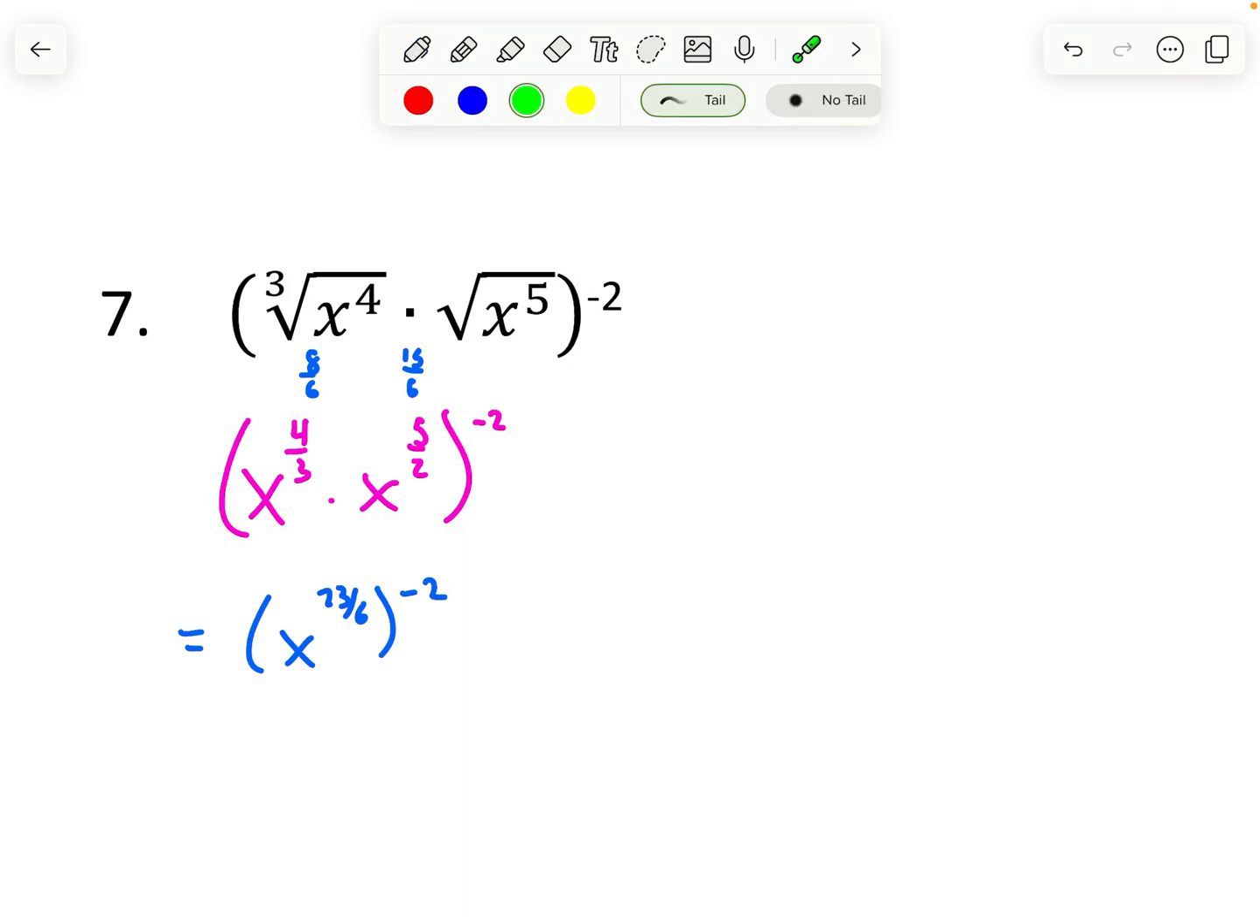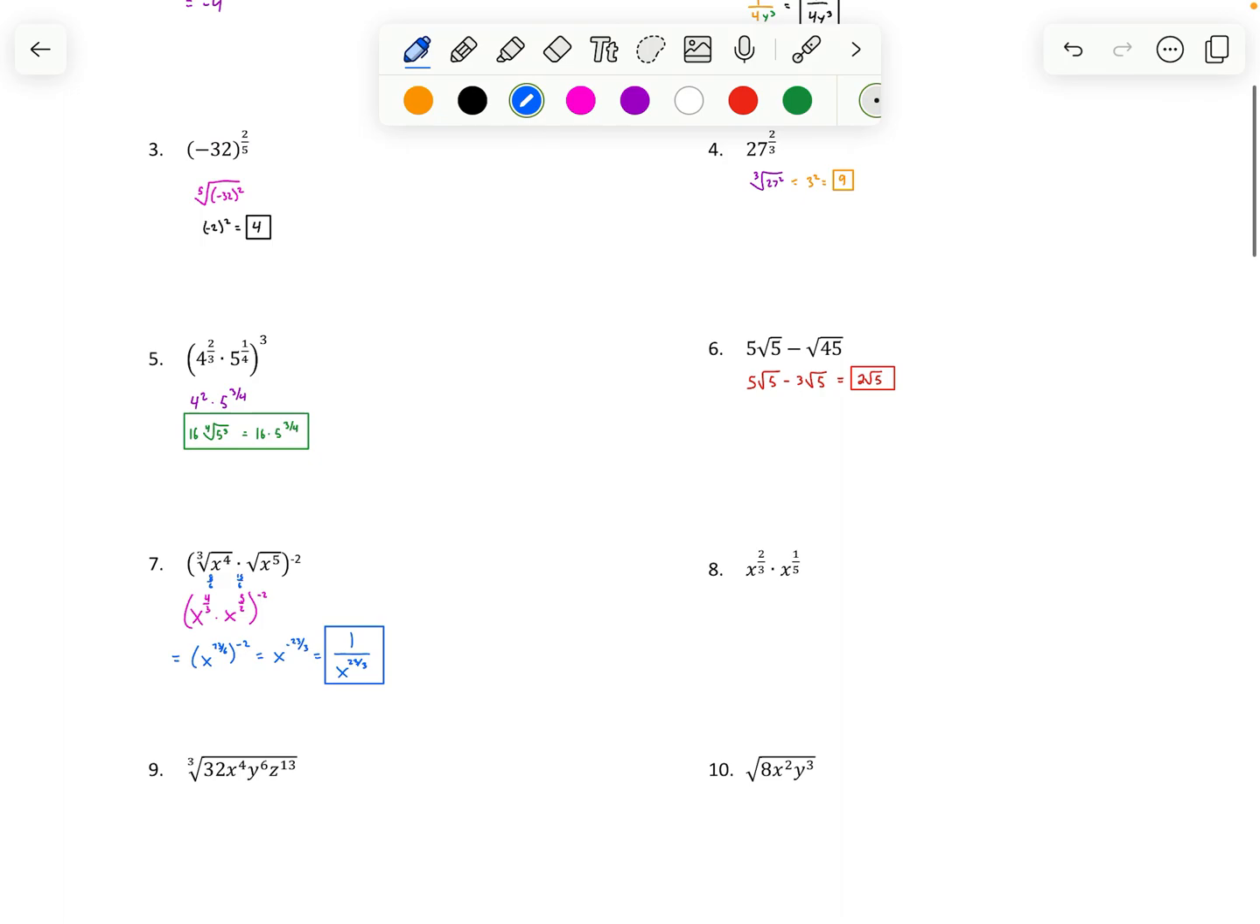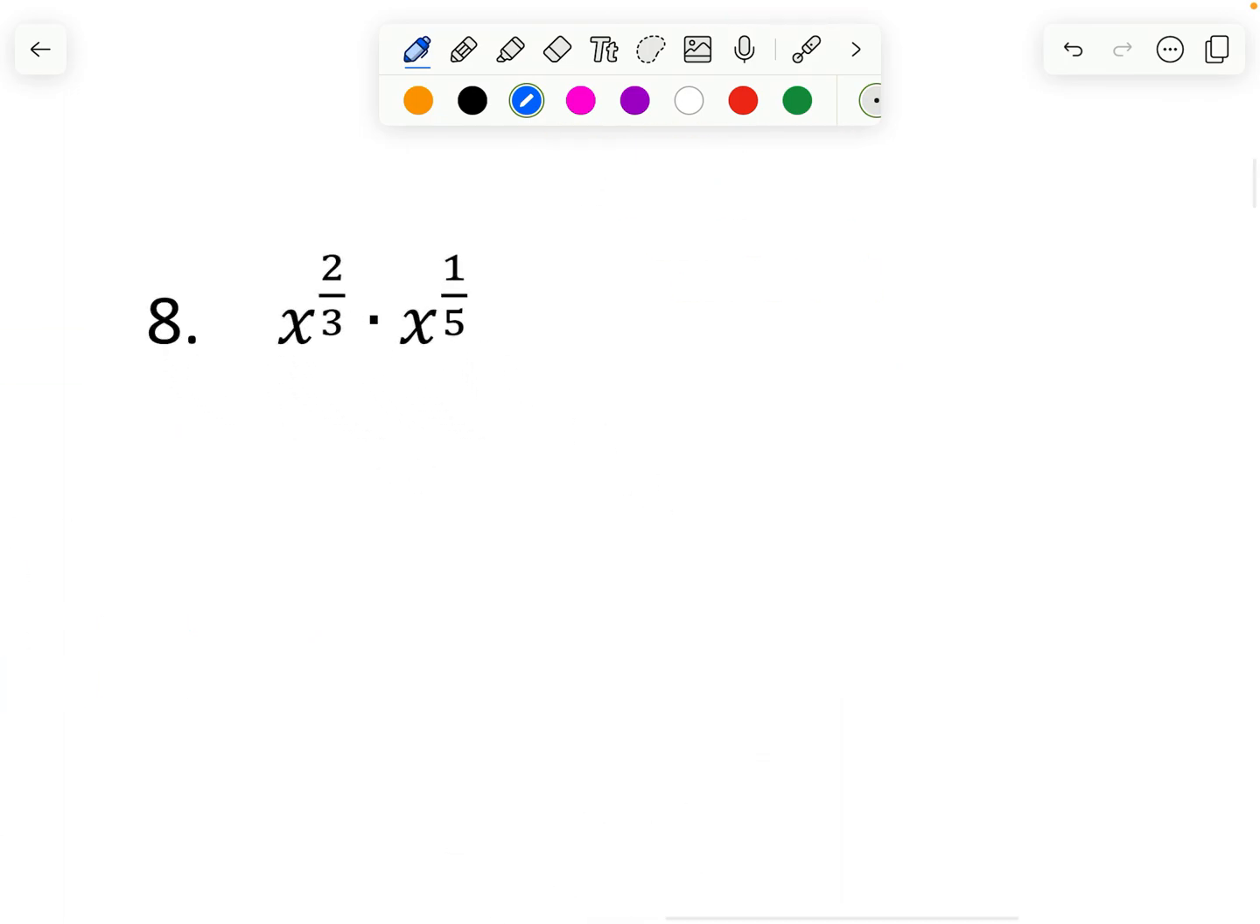And now you can do the power to a power rule and multiply. And -2 times 23/6, you can reduce the -2 and the 6 to get x to the -23/3. And then a negative exponent just means put 1 over that number instead. So that looks like that. If it would auto rectangle for me. Yay. All right.